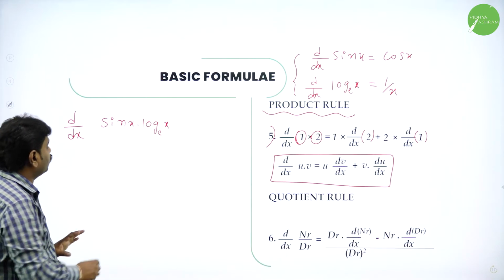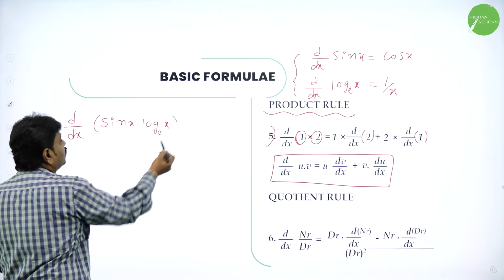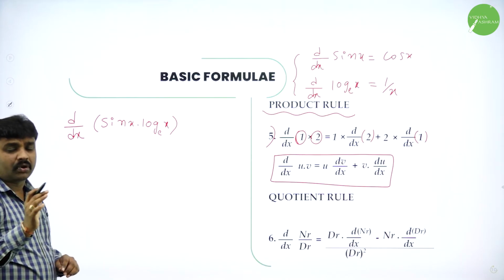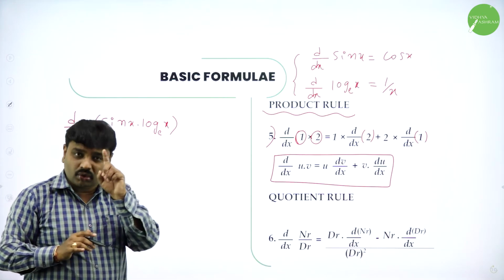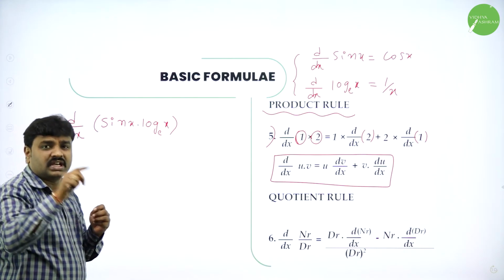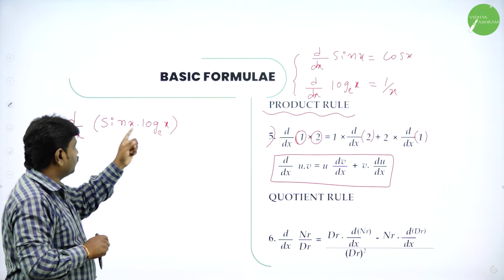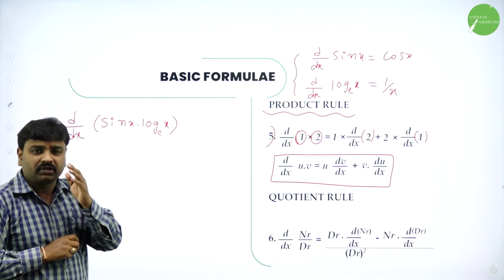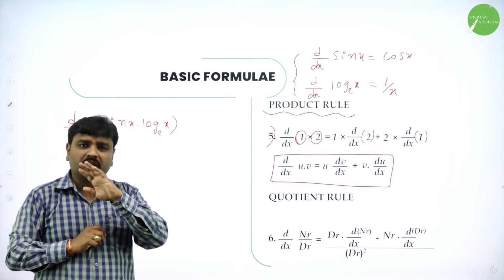So this is a product of two functions. They will not mention that there is a product of two functions, apply the product rule. You have to observe. When you observe, sin x into log x is there. Sin x into log x means it is a product of two functions. Whenever they give a product of two functions, you should use the product rule.